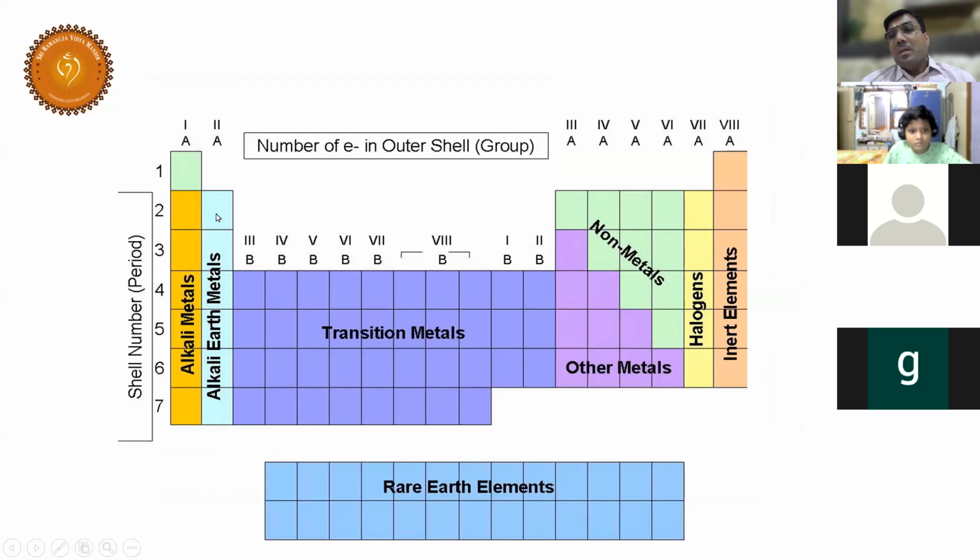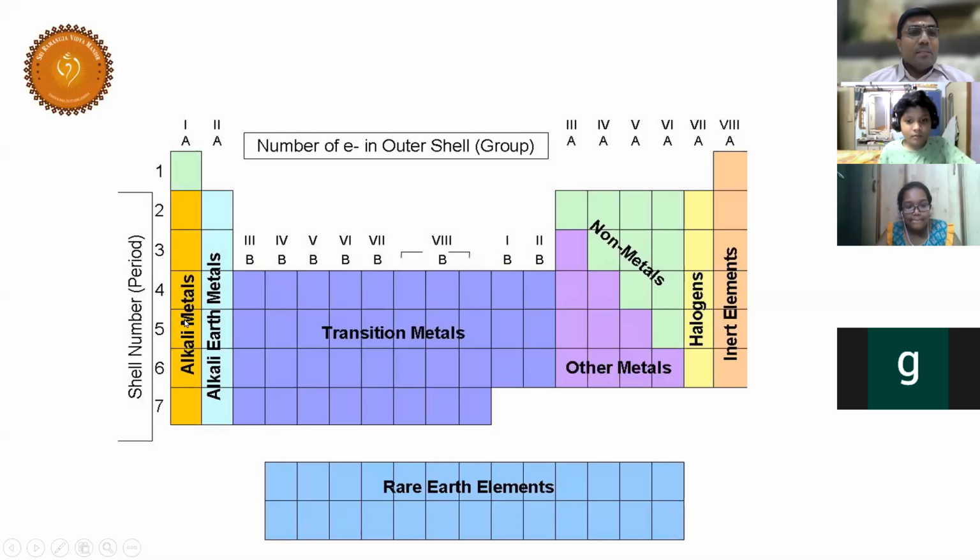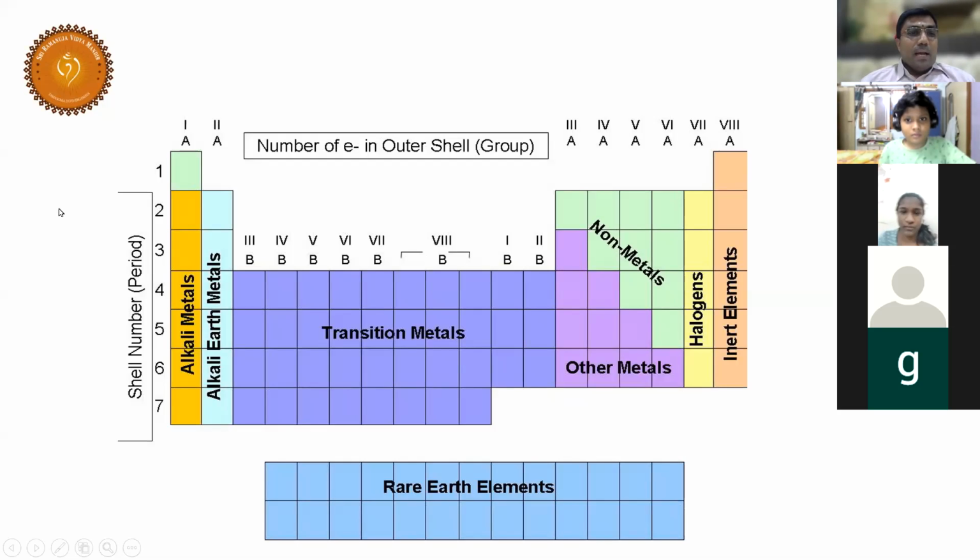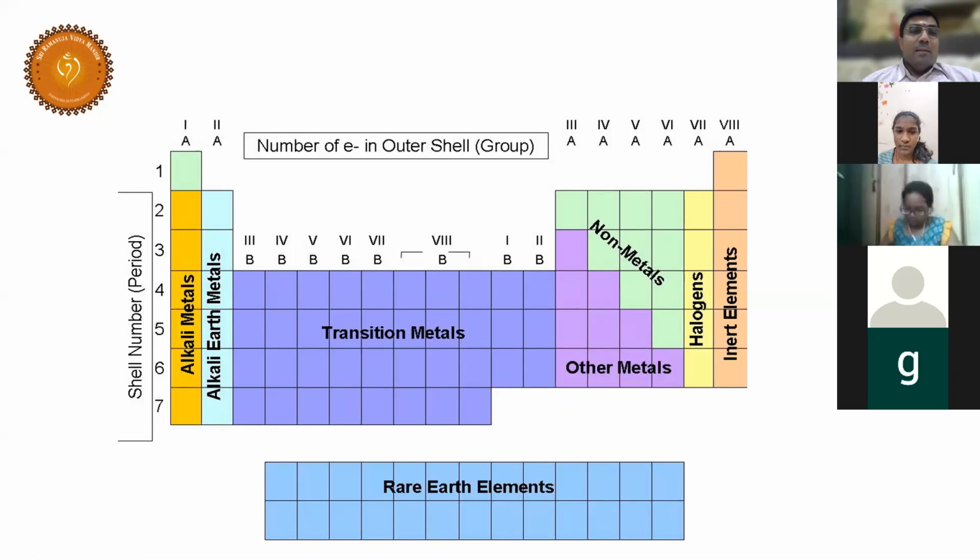Have a look. Switch on the video, all of you. Now you can see the S block elements. S block elements are alkali metals and alkaline earth metals. I request the students to switch on the video. So alkali metals and alkaline earth metals are called S block elements.